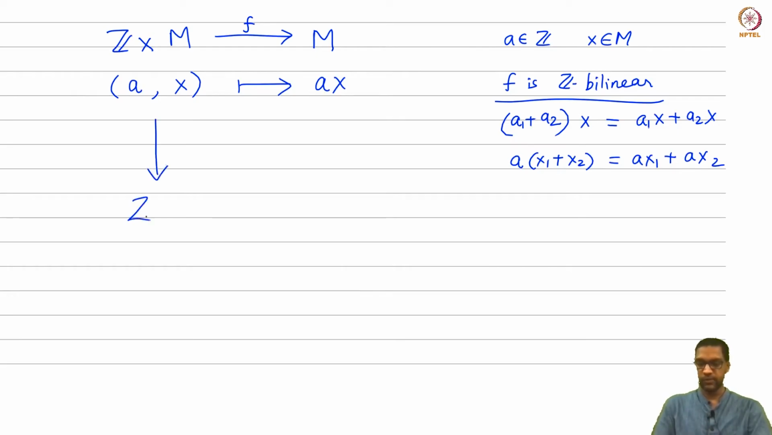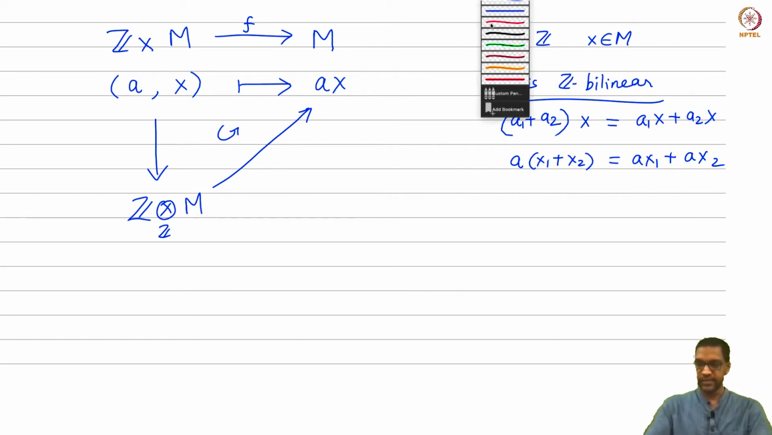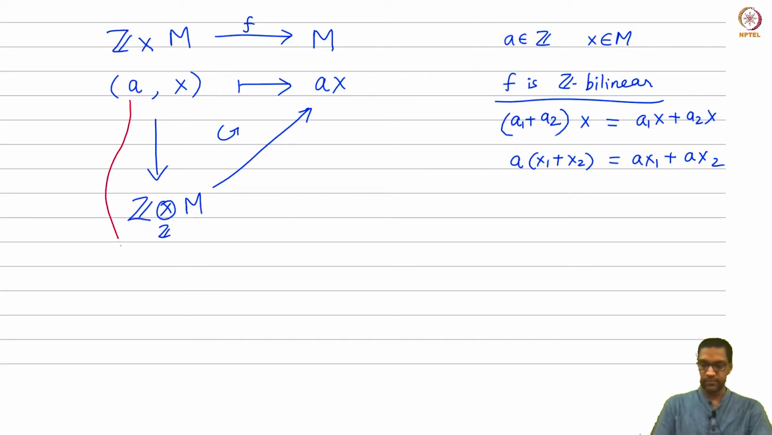Therefore, by the universal property of the tensor product, I have a map from here to here. And what does this map do? It makes this diagram commute. There exists a unique map, we know that. And what is this element a comma x? What does that map to in this? Recall that was exactly what we called alpha of a comma x, which we had denoted by this symbol, small a tensor x.